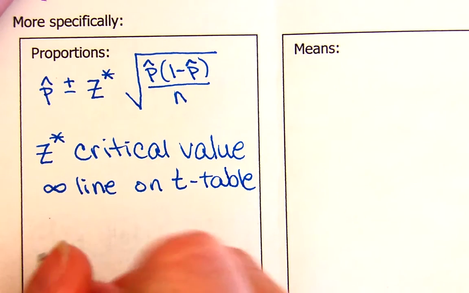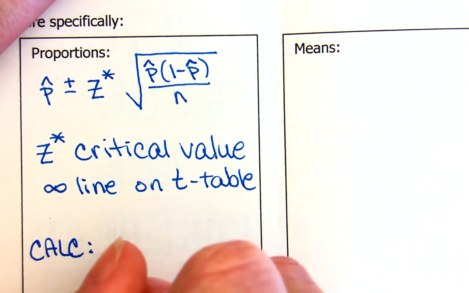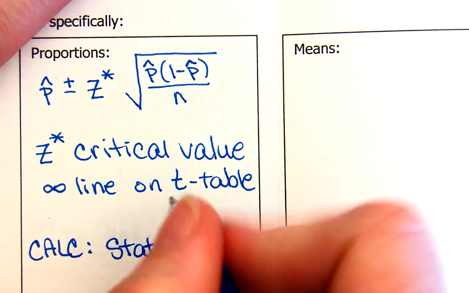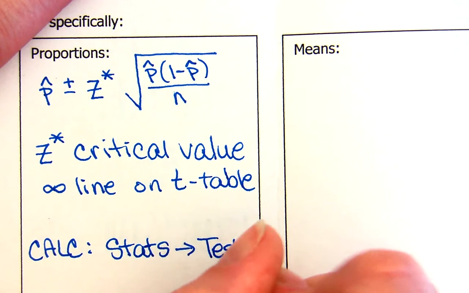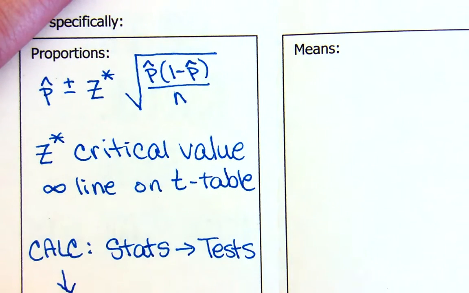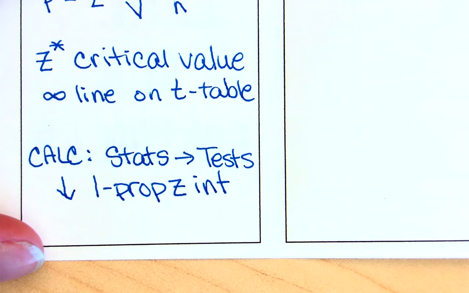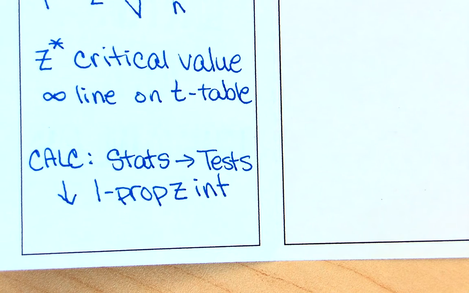On the calculator, so calculator steps to get here: you'll do stats, of course, and then go over to tests. And then we'll go down to 1-PropZInt. And that gives us the one proportion z interval.